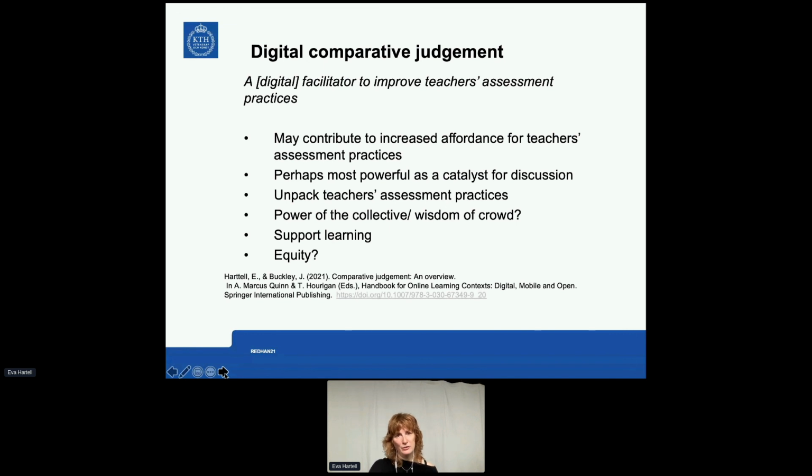And I also think, because you do this collaboratively and you get very high reliability, you get 90% and above, which is very, very high. And I think that's a power of the collective, because you do this together, and we also have very high reliability as a result. But it's not the whole truth and nothing but the truth. It's a catalyst for discussion. And it seems that it has potential to support learning, and we need to dig deeper into that, I think.